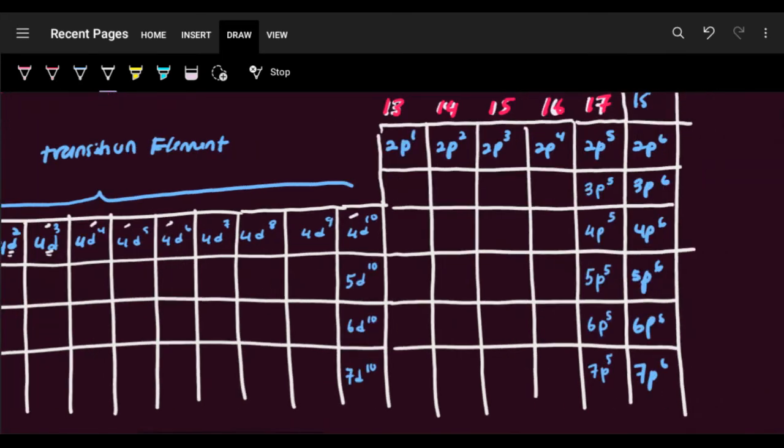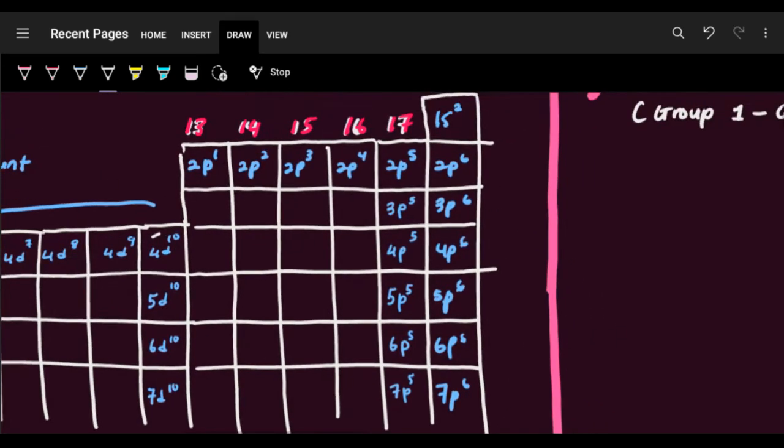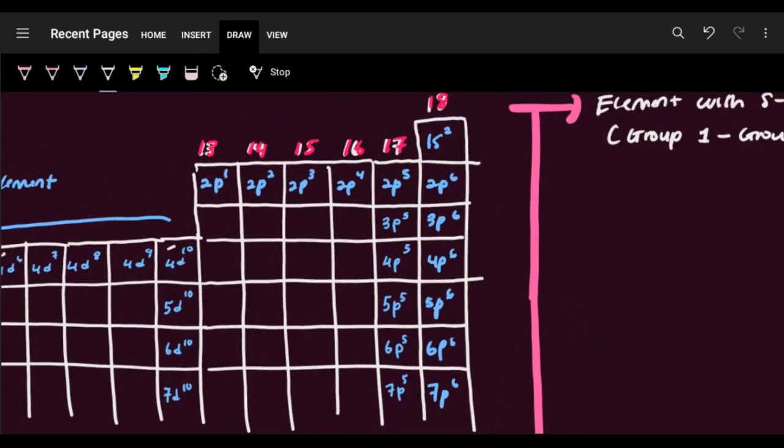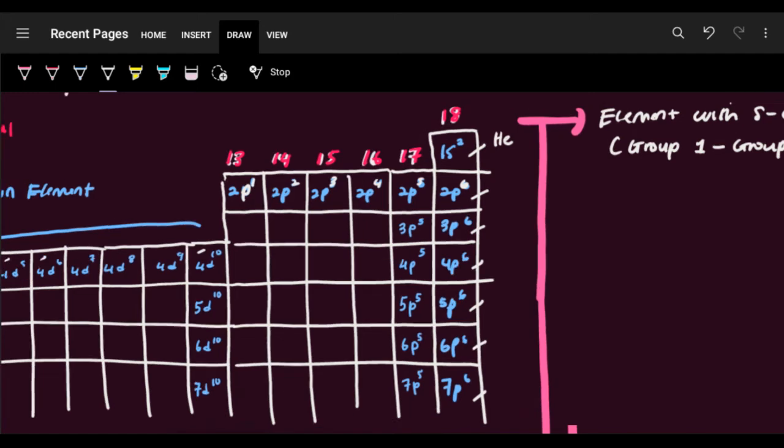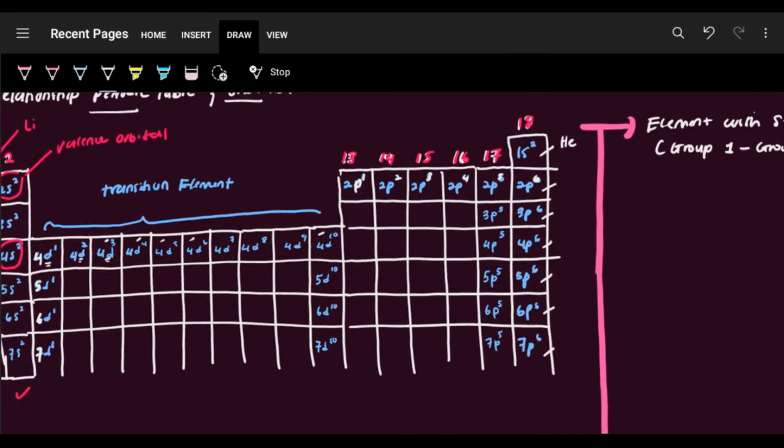Now, where is the p orbital? The p orbitals are from group 13 until group 18, except helium. Helium has 1s2. Other than that, group 13 until group 18 have p orbitals. So from the left, p1, p2, p3, p4, p5, and p6. All group 18 elements except helium have p6. This is an octet, so this is already an octet. So this is the relationship between the periodic table and orbitals.